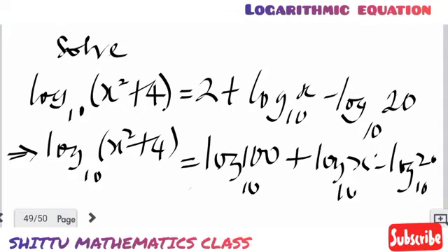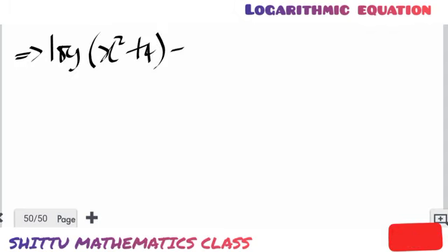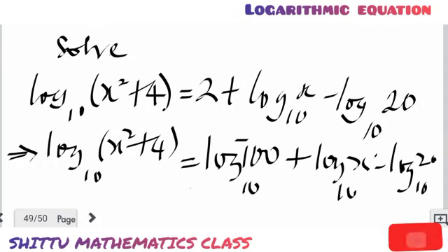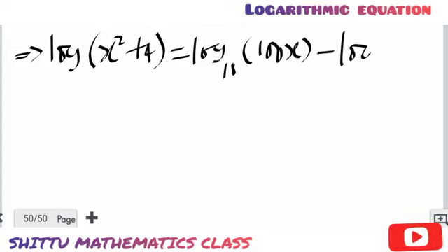So from there, what's the next thing we are going to do? On the next page, we are going to have log of x squared plus 4 equals, now from here, if you look at this and this, they have the same base. Definitely we can apply the multiplication law. That one is going to be 100 multiplied by x, so we are going to have log of 100x, minus log 20 to base 10. So now from there, what's the next thing we are going to have?